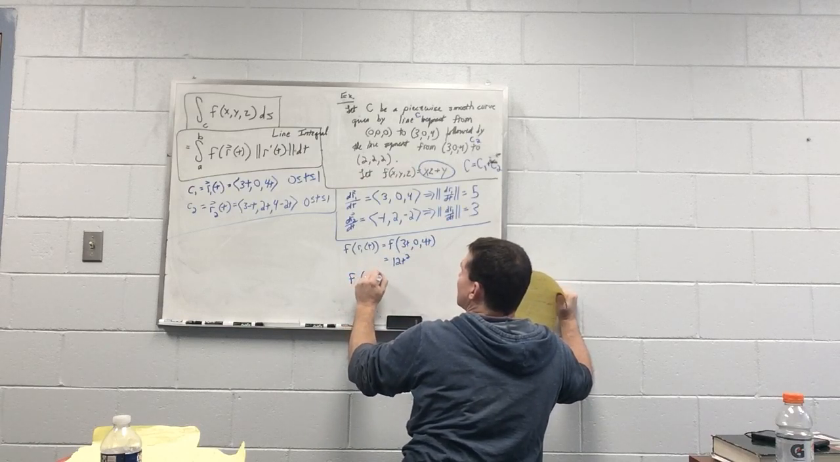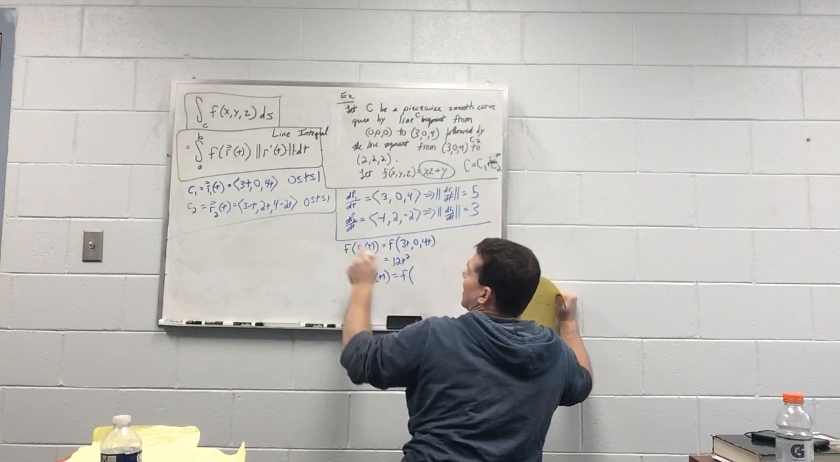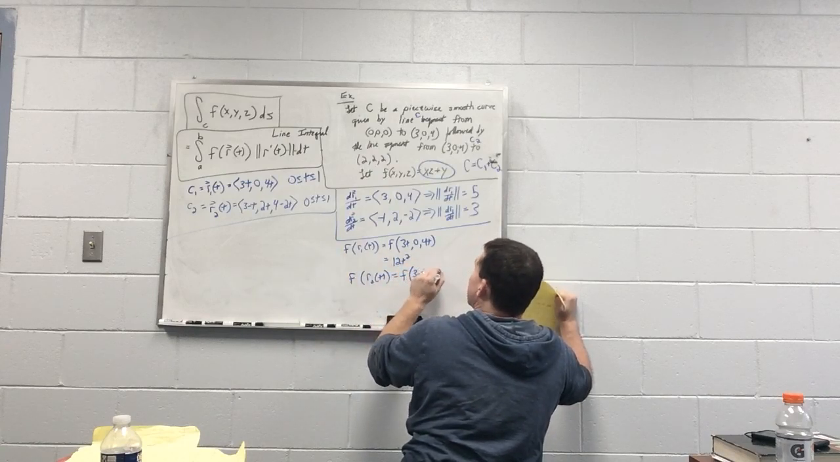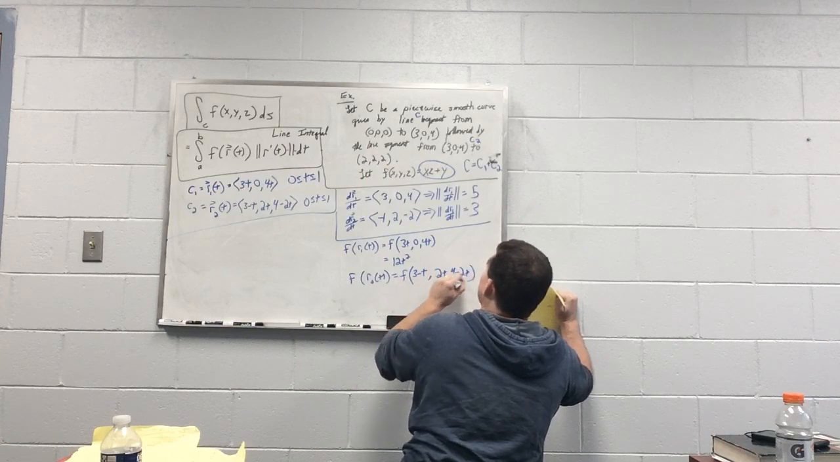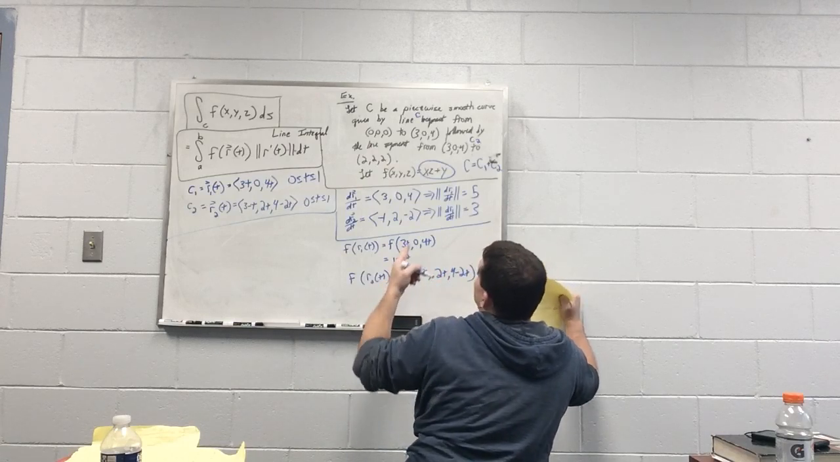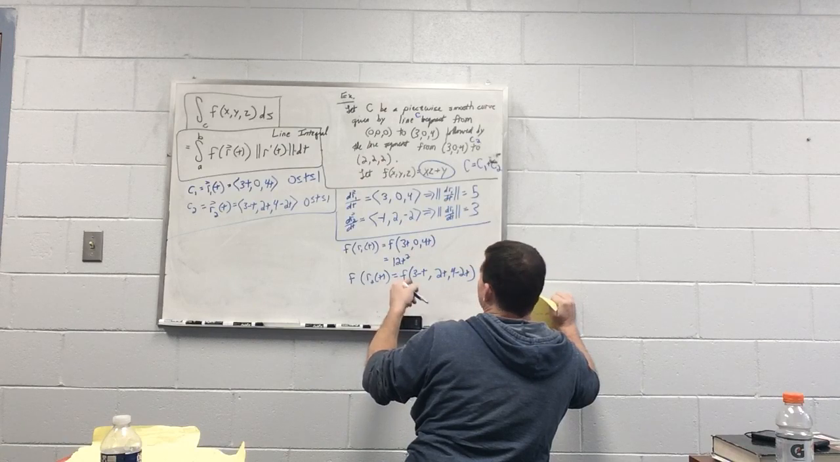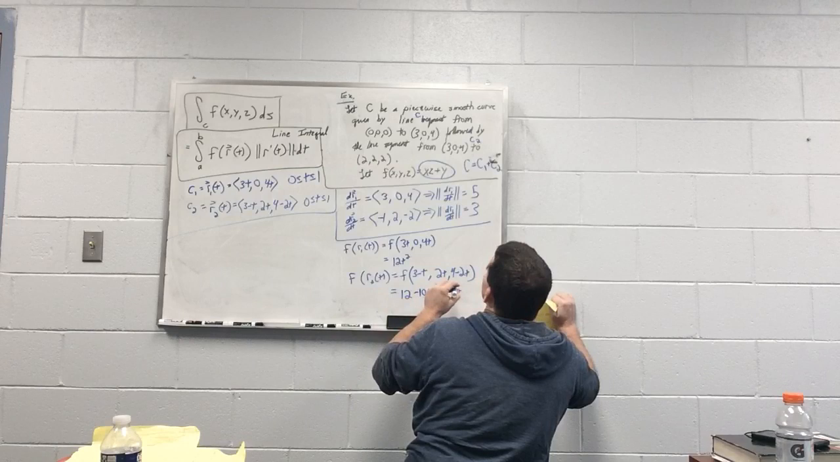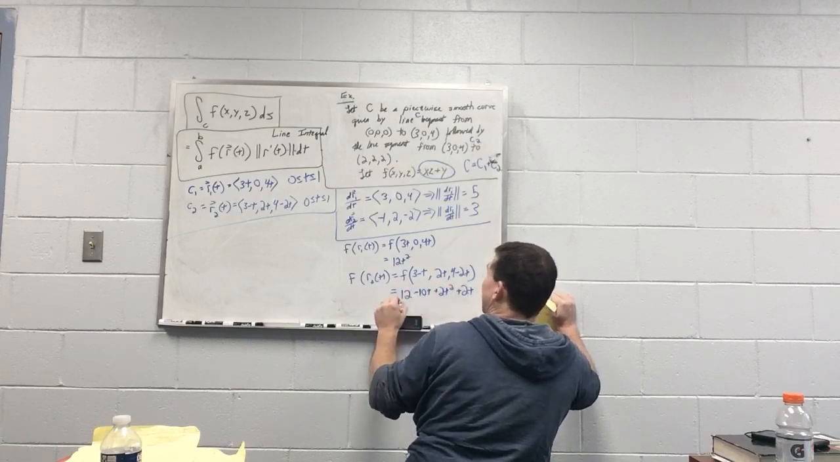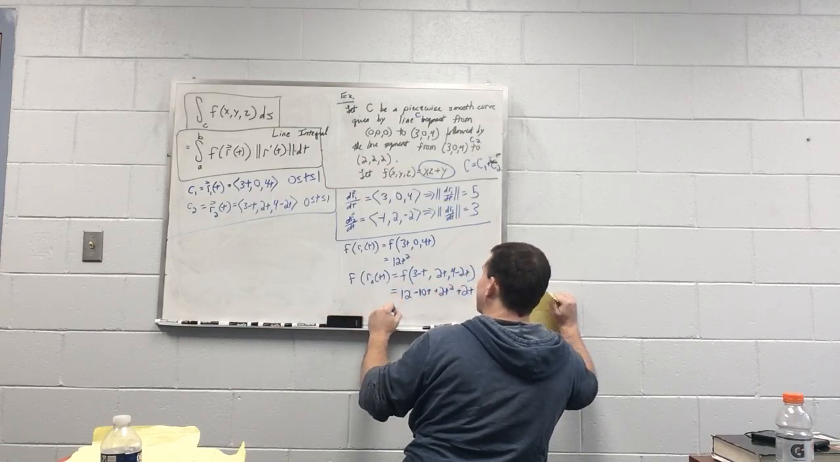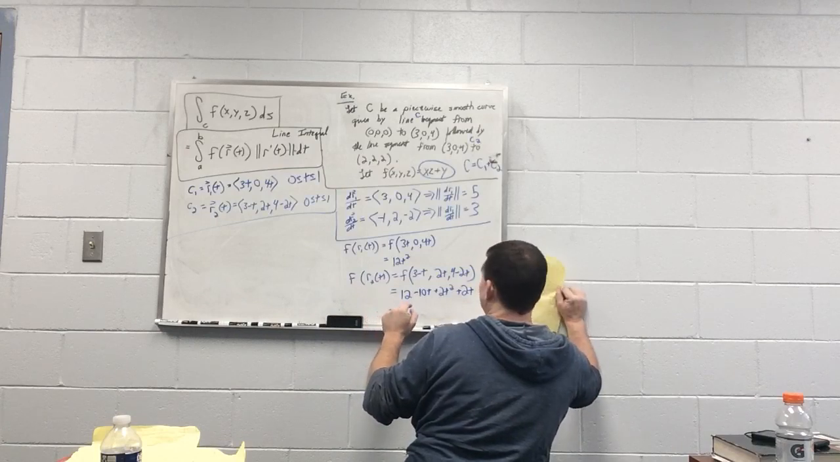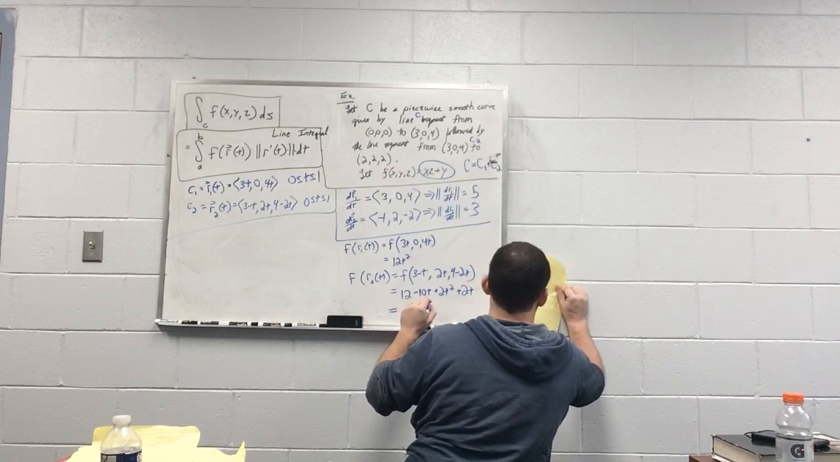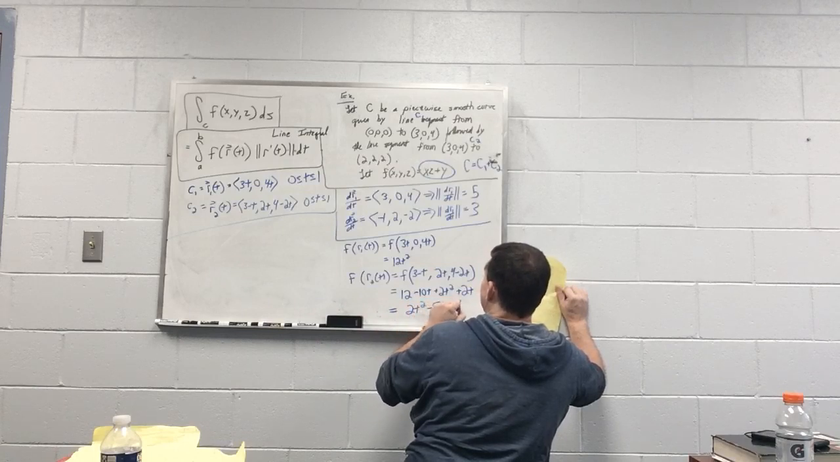And f of r sub 2 of t is f of ⟨3 minus t, 2t, 4 minus 2t⟩, which is, let's see again, xz, which is 12 minus 6t minus 4t, which is minus 10t, plus 2t squared, plus y, which is 2t. I'm just about out of room, but when I get out of the way, I'll be able to see everything. When you simplify and rearrange it, you get 2t squared minus 8t plus 12.